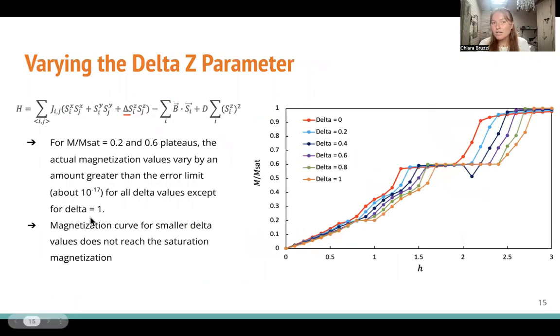So the next part of the project was to vary the delta Z parameter, and I just want to show again that this is the delta that's part of the SZ parameter. And we are just doing that to see how that might change the plateaus. And we actually found that it does change the plateaus because as you decrease delta, the 0.6 plateau and the 0.2 plateau are no longer there in this region. Another interesting result was that as you decrease delta, it seems that the magnetization curve does not reach the saturation of 1, which is perhaps an unexpected result that we're looking to investigate further.